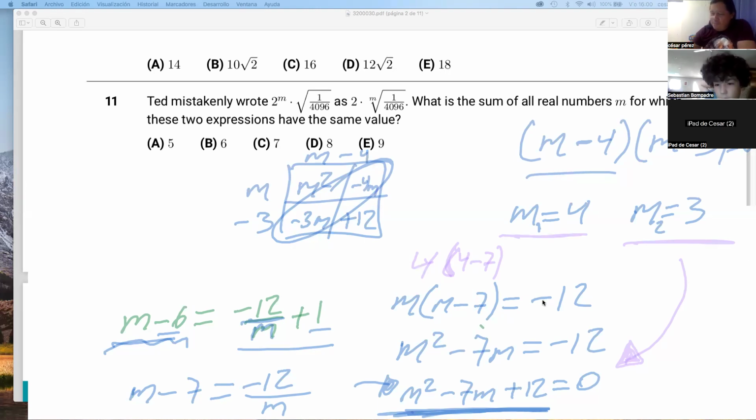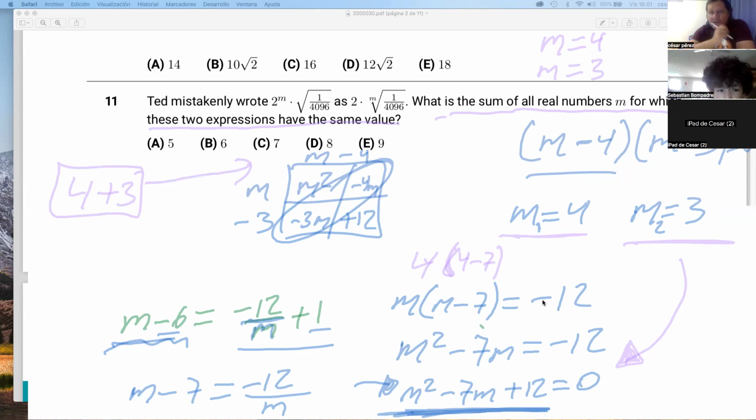So m could be equal to 4 and could be equal to 3. And they are asking for the sum of all real numbers for which these two expressions have the same value. So we need to add 4 plus 3.